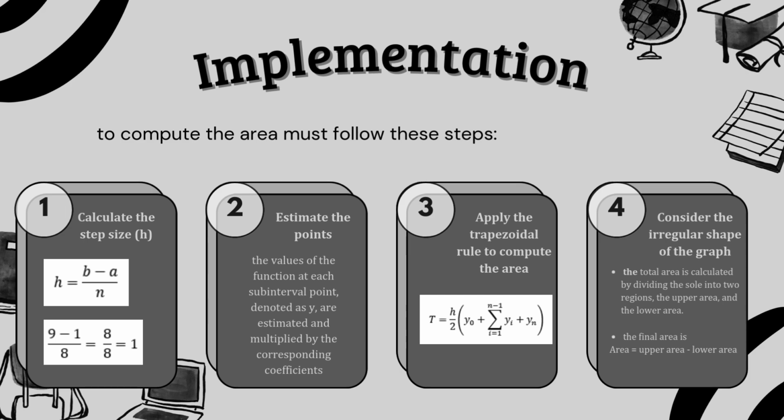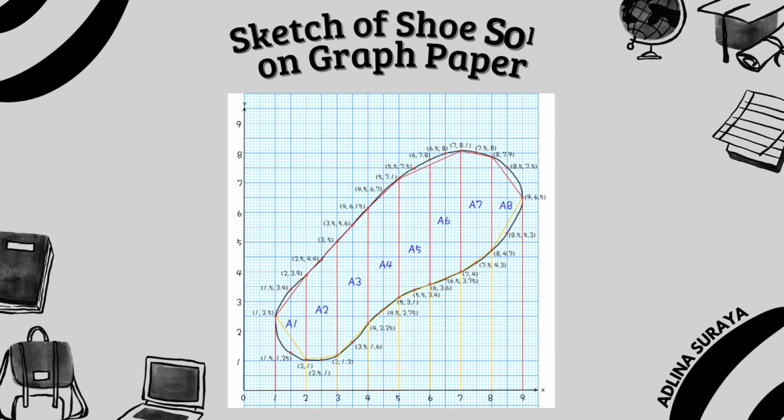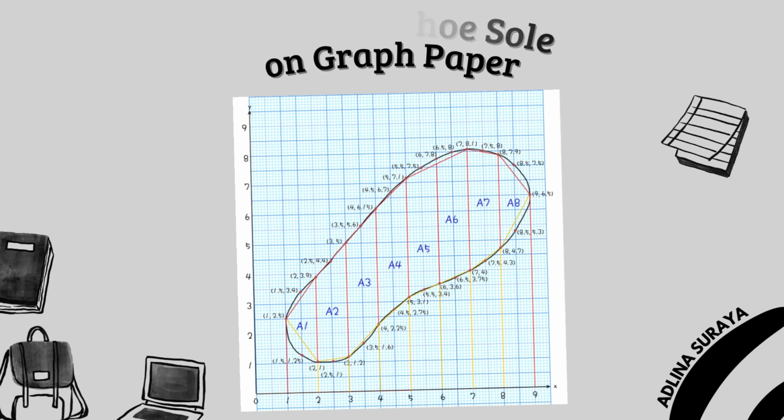The total area is calculated by dividing the sole into two regions, which are the upper area and the lower area. To get the final area, we must subtract the lower area from the upper area. This is a sketch of the shoe sole and trapezoids with the XY points on the graph paper.